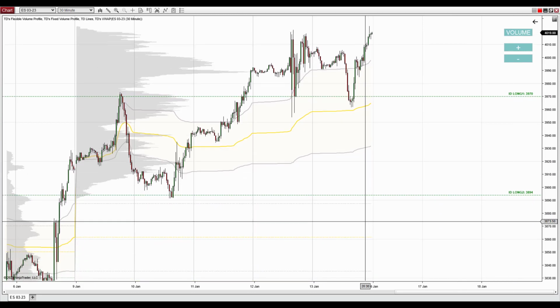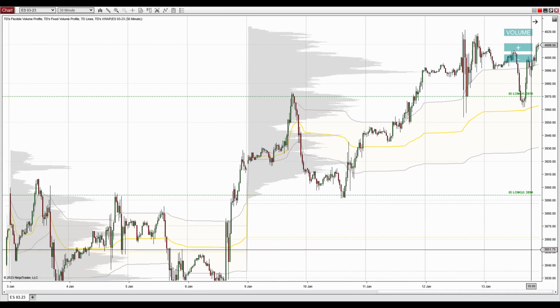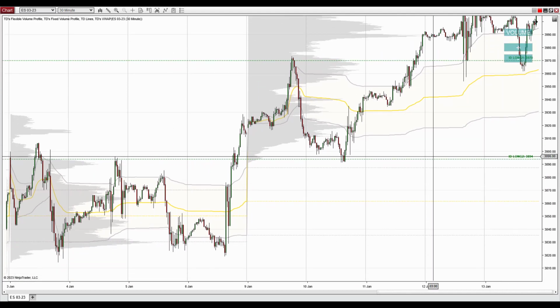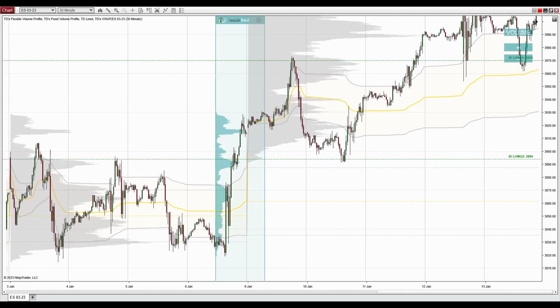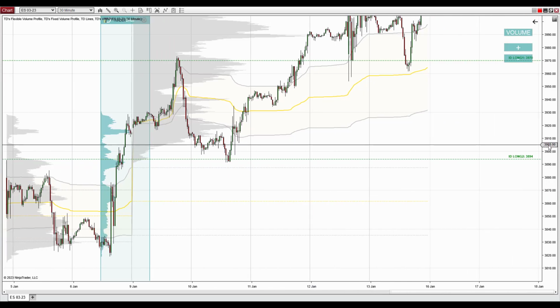Before that, there was also a support which I mentioned in one of the previous videos which I sent you. It was based on this volume cluster within this uptrend. The setup I used here was called the trend setup. Right here, this is how the price reached that level, and this was the reaction to it. So this is a level which already played out and it is spent.